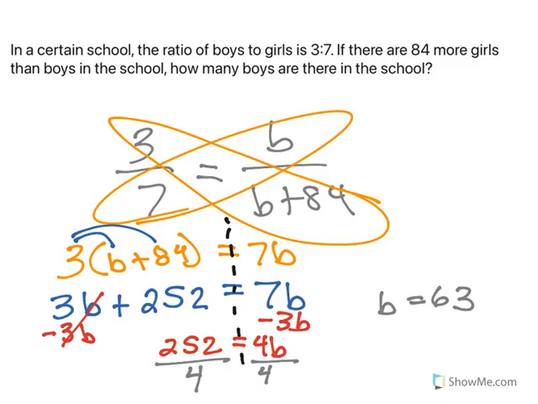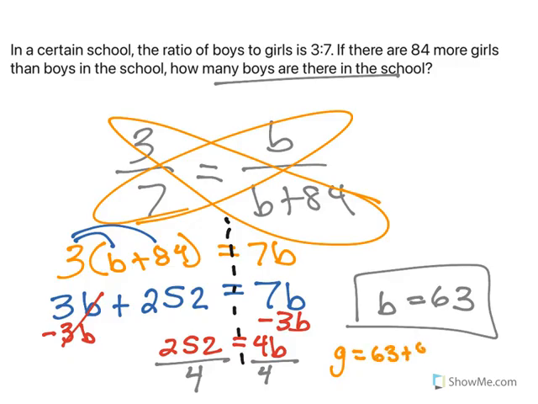And I believe that was the question. How many boys are there in the school? The answer is 63. If you wanted to know how many girls, well, you would take 63 plus 84, and you would end up with 147 girls.